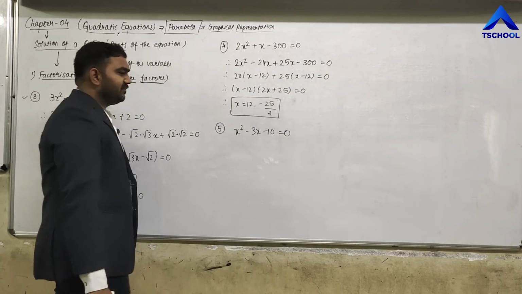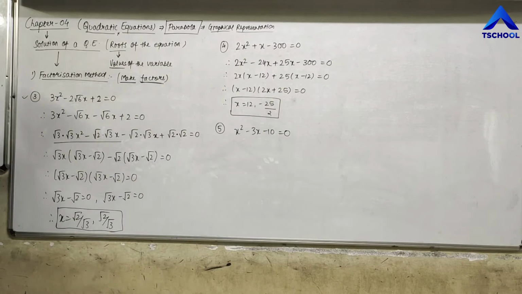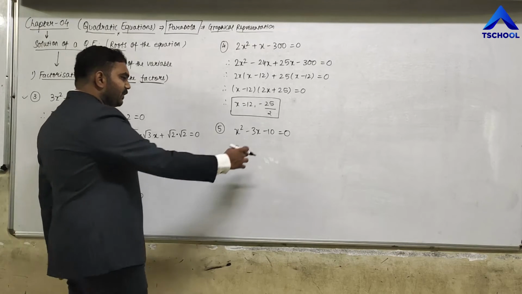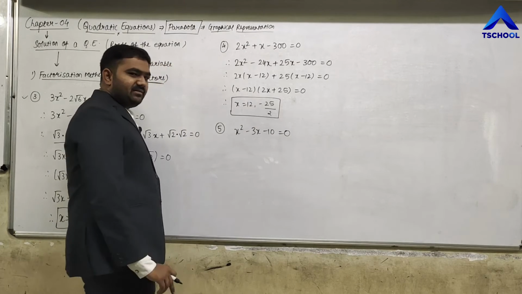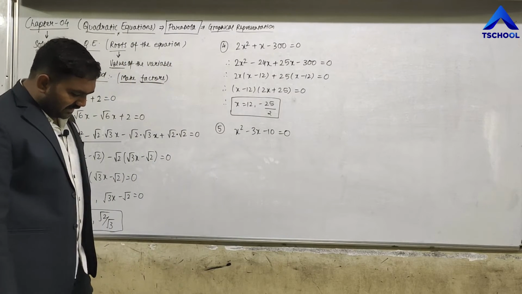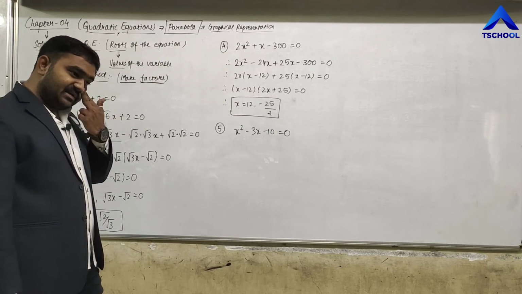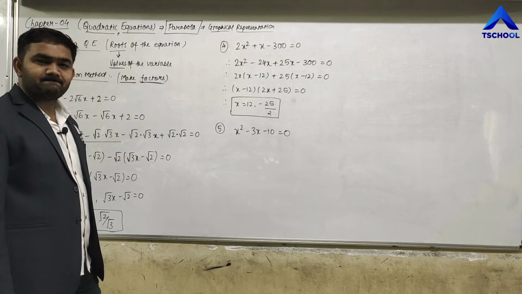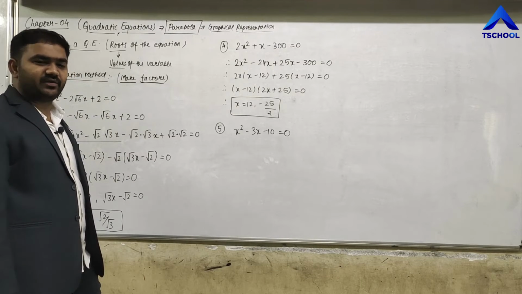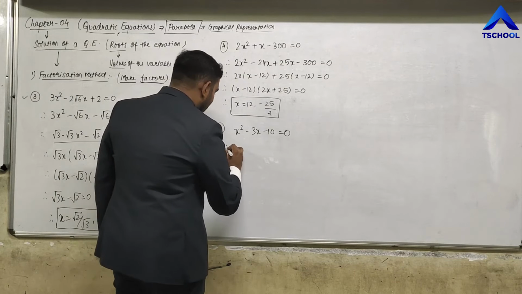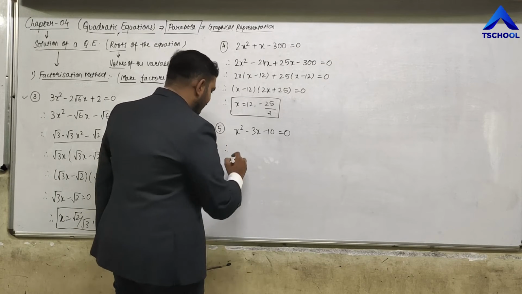The simplest one of today's lecture, that is x square minus 3x minus 10 is equal to 0, right? So you need to factorize this first of all. 10 into 1, that is 10. As the middle term is minus and the last term is also minus, the factors will be minus and plus, but minus for the bigger term. That is, 10 can be factorized as 5 into 2.